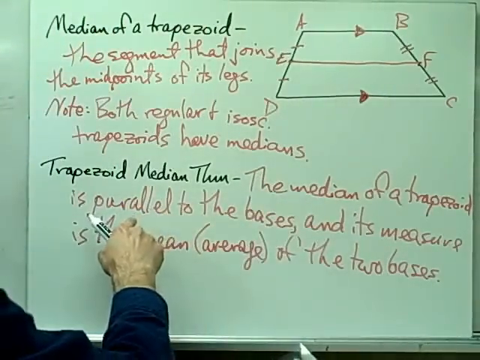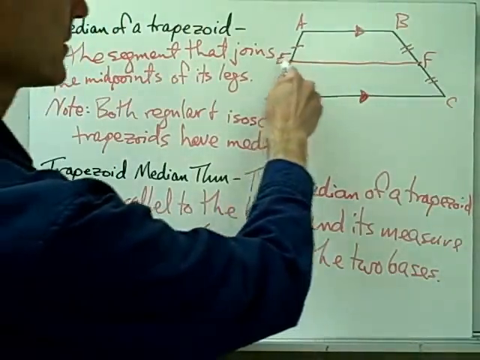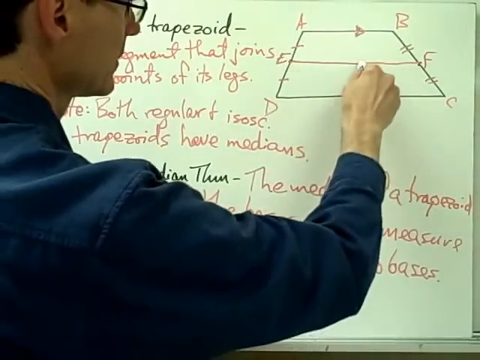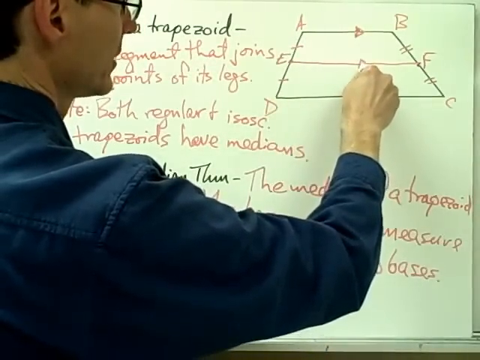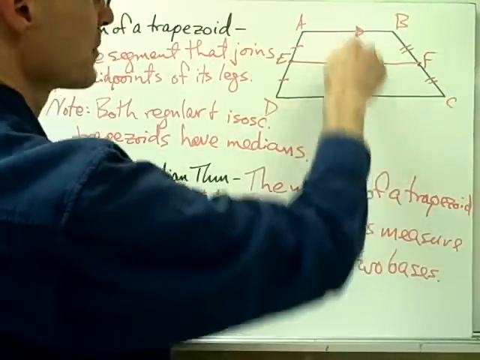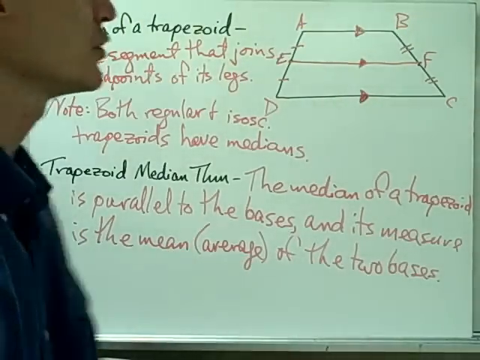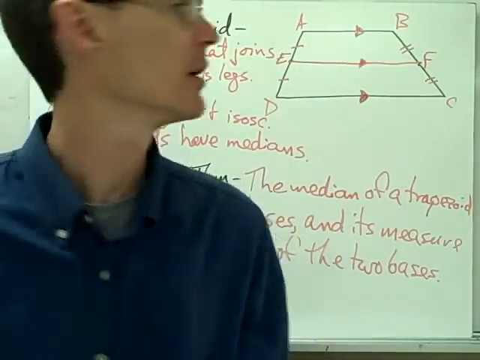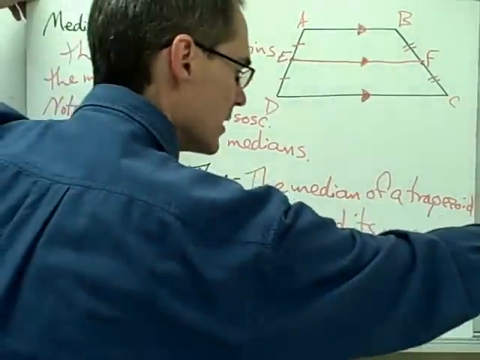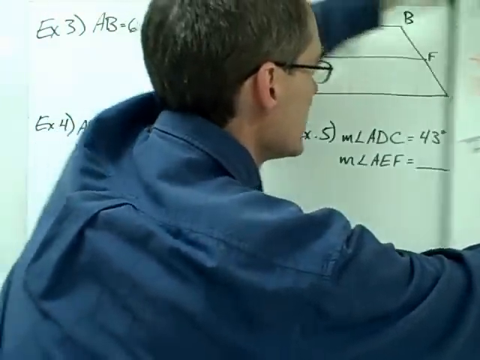All right, so the median of a trapezoid is parallel to the bases, so that means for this median, I can go ahead and draw my parallel line symbol in here. So this median is parallel to the two bases, and its measure is the mean of the two bases. So let's take a look at what that might mean in these examples here.